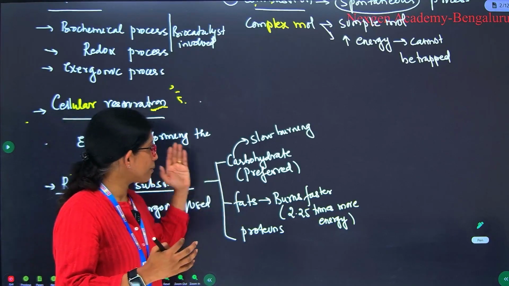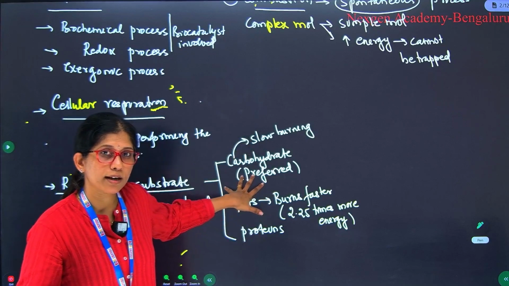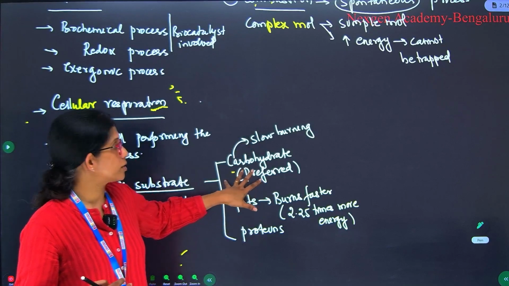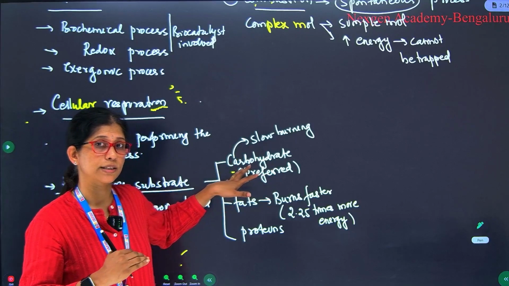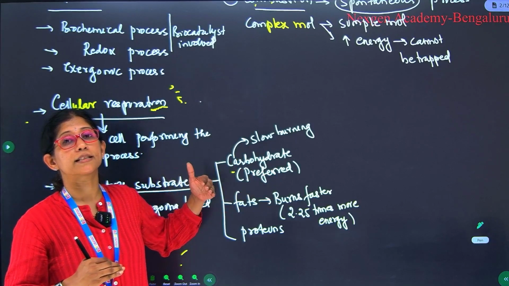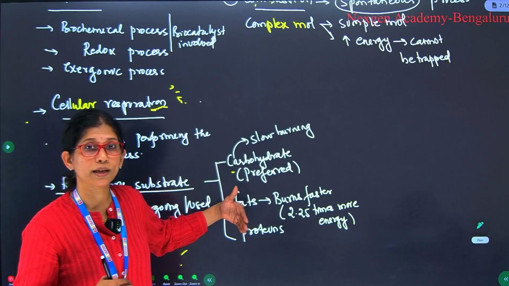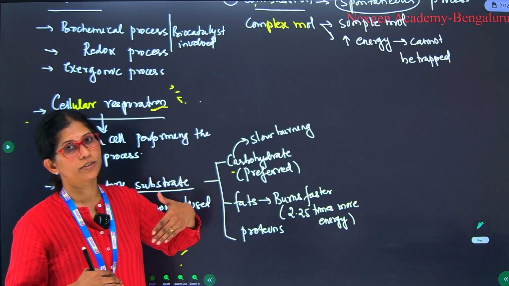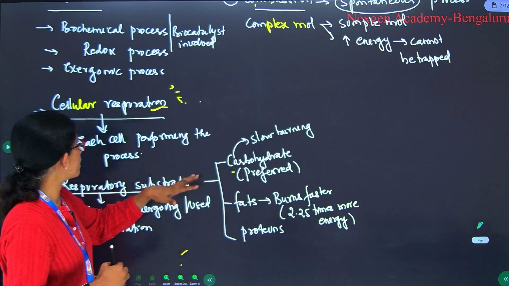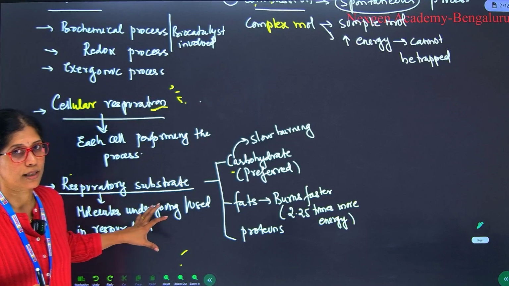So whether it is carbohydrate, fats or protein, as you might know, they are all complex biomolecules, right? So when we talk about respiration, as I told you before in the introduction itself, the complex molecule has to be converted into a simple one. So it is first converted into a simple one, and then it further undergoes the process of respiration. So this is what we mean by the terms cellular respiration and respiratory substrate, right?